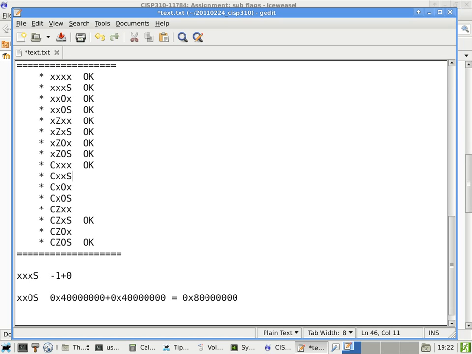And now we are down to this one. Having the carry and the sign flag being on at the same time, without the overflow. Carry and the sign at the same time. Okay, C, X, X, X. But first of all, is it possible? It is possible. And how do we make that happen? C0000000 plus C0000000. What about this? That'll do it.